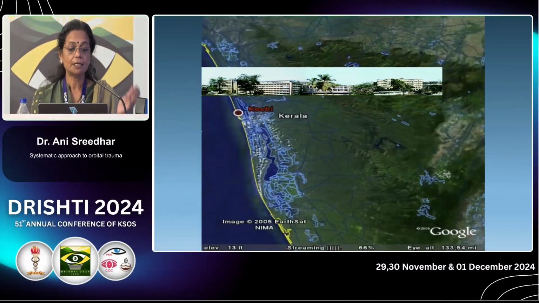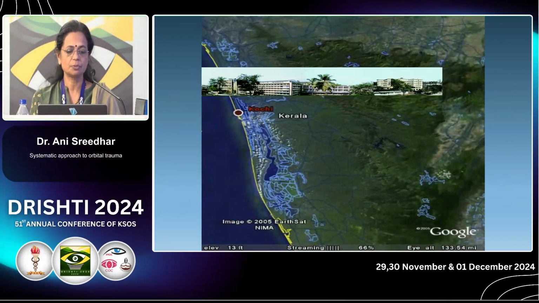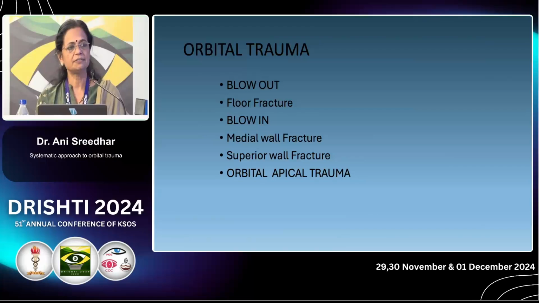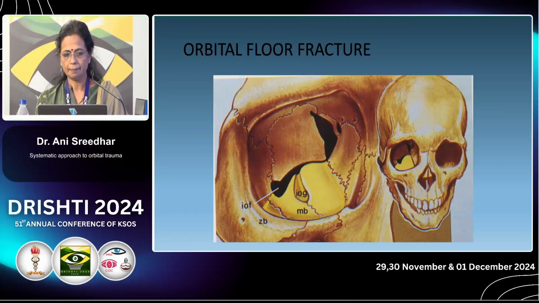Angamali is situated at the crossroads between the MC road and the highway, so we have lots of cases, lid tears and orbital tears. Orbital trauma includes blow-out fracture, which is a floor fracture, blow-in fracture, medial wall or superior wall fracture, that is the bone bends into the orbit, and orbital apical trauma.